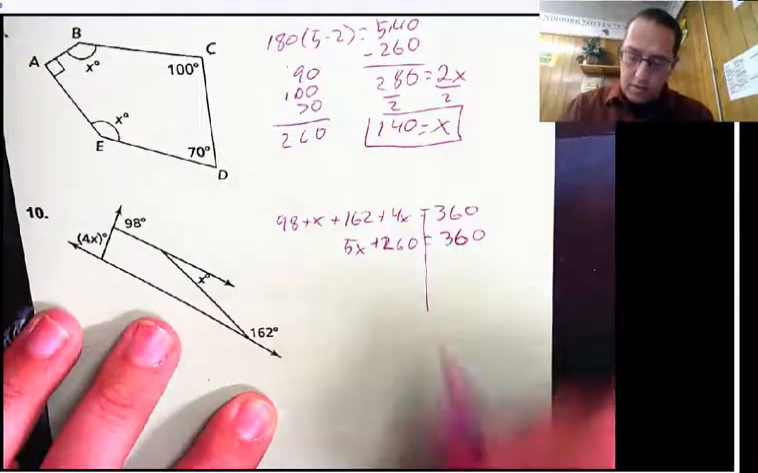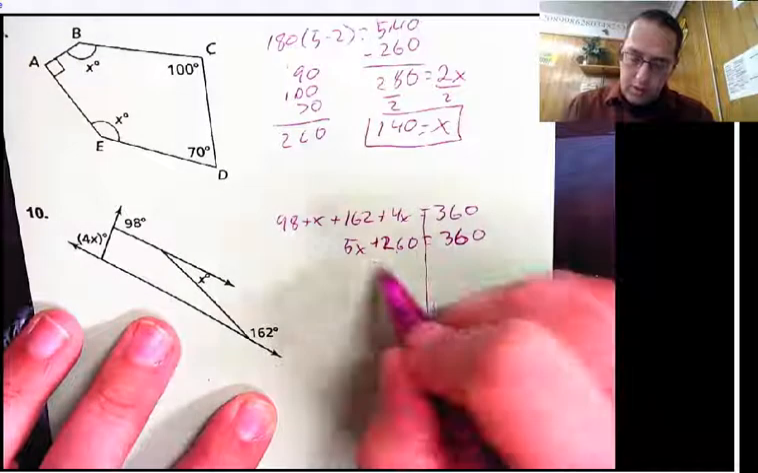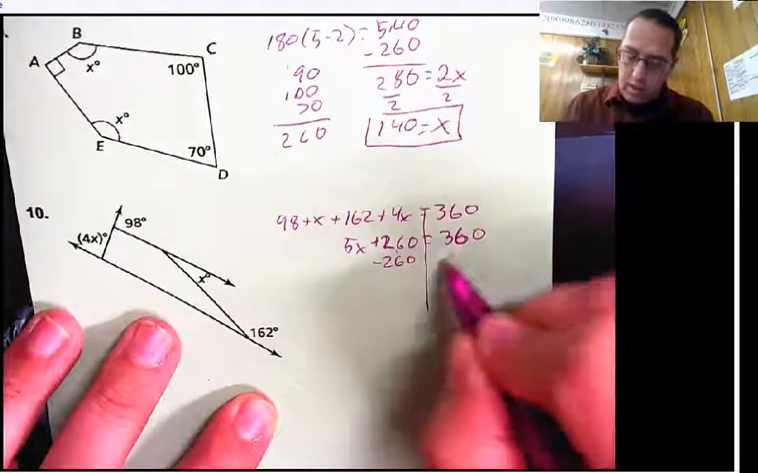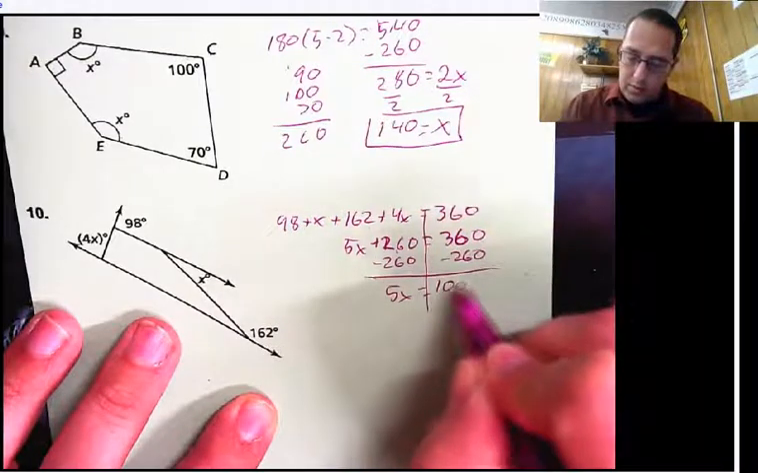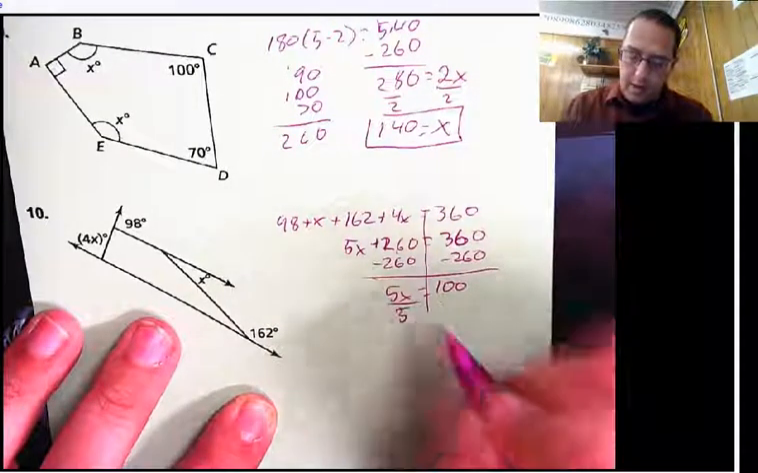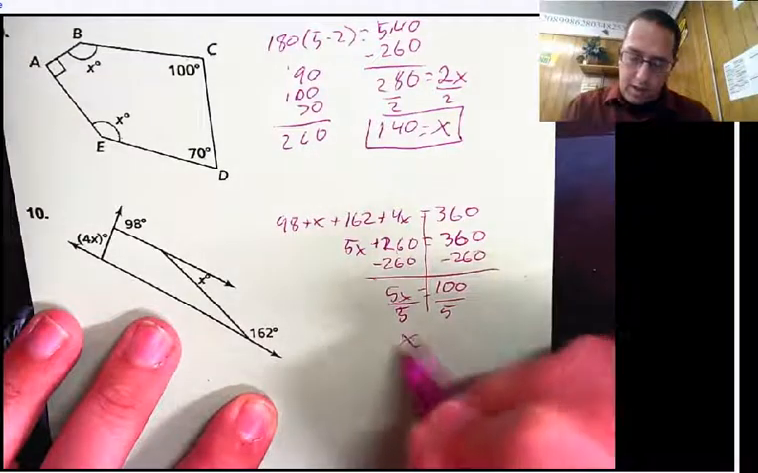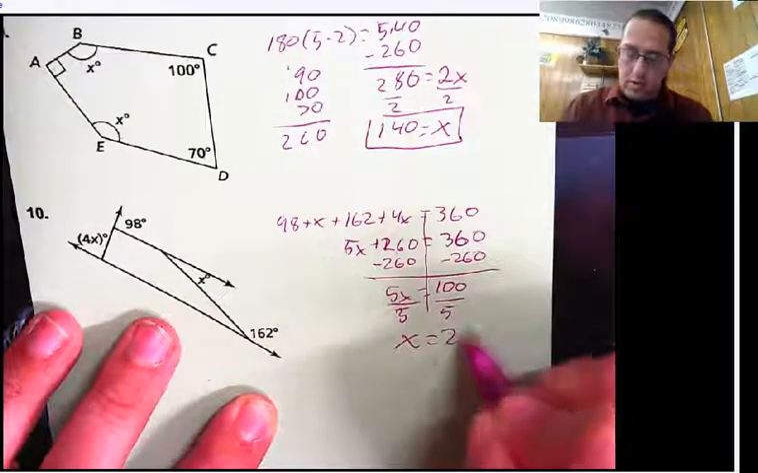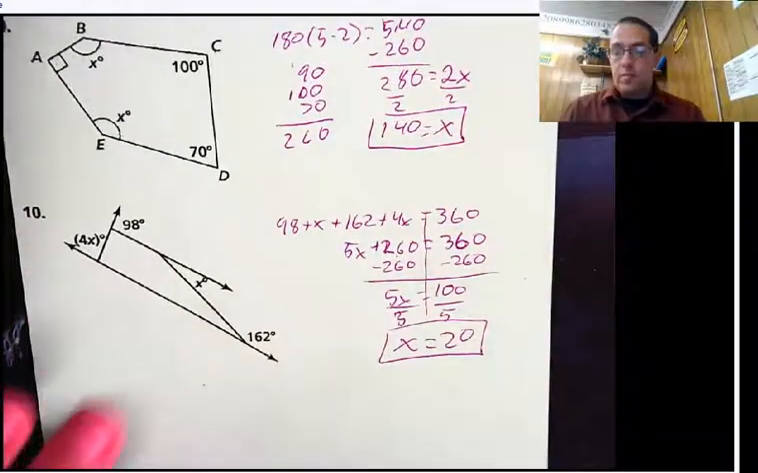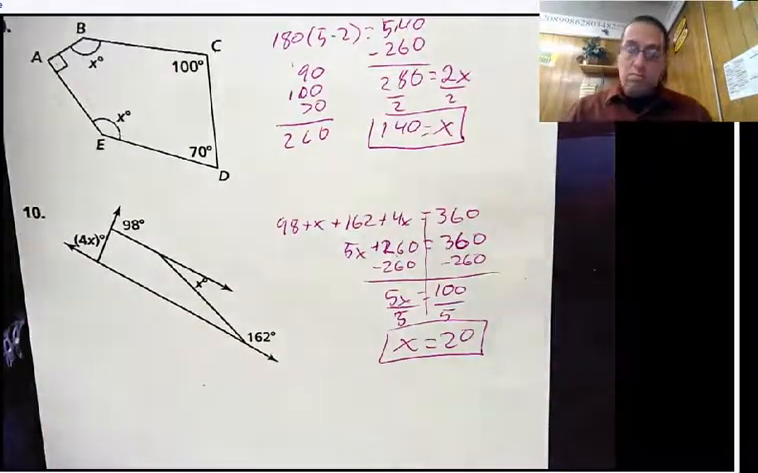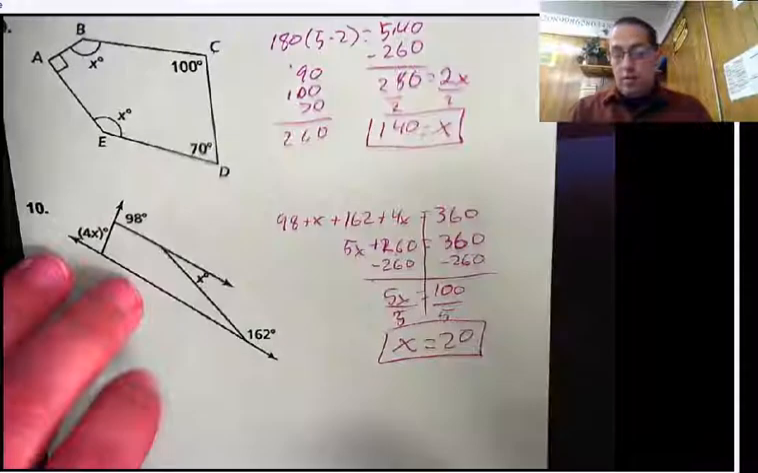Because the exterior angles always add up to 360. So move the 260 over, so minus 260, minus 260. 5x equals 100. Divide by 5. Divide by 5. And x equals 20. And there it is. So, pretty easy stuff here.